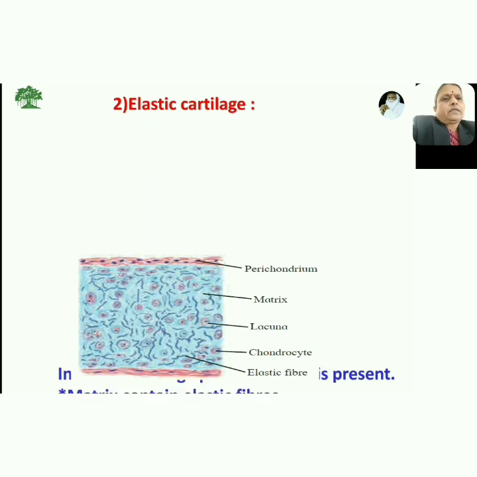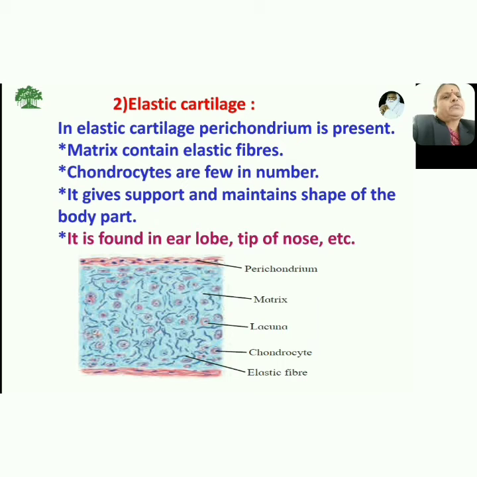Second, elastic cartilage. In elastic cartilage, perichondrium is present. Matrix contains elastic fibers. Chondrocytes are few in number. It gives support and maintains the shape of the body parts. See here in the diagram, perichondrium, the outermost layer. It contains matrix, which contains fluid-filled spaces known as lacunae. Lacunae contain chondrocytes and elastic fibers. It is found in earlobes, tip of nose, etc.